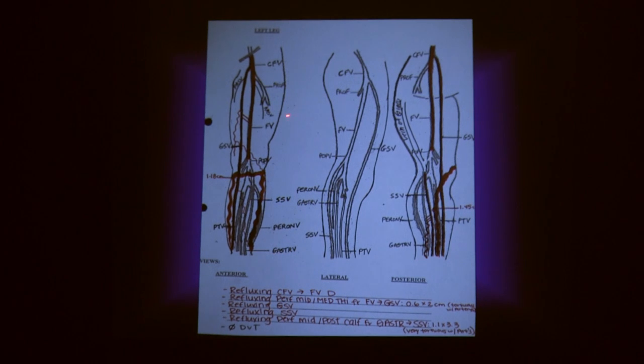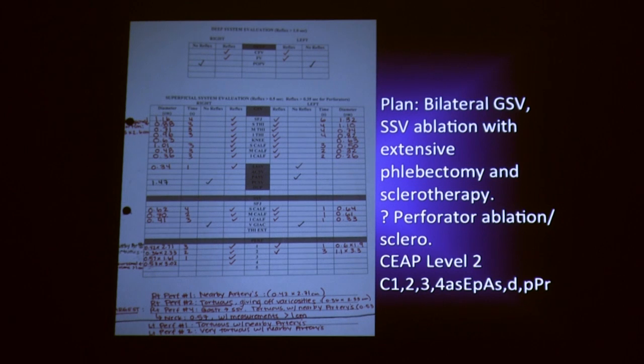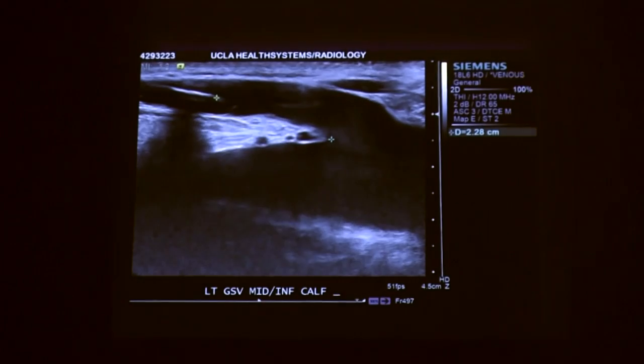This is the other leg, and he has mirror image pathology, really, because again, this great saphenous vein is refluxing, and here are all these big varicose veins, and even in his deep system, he's got reflux. And here is his drawing with numbers. We measure everything, and you can see how large these veins are, abnormal.